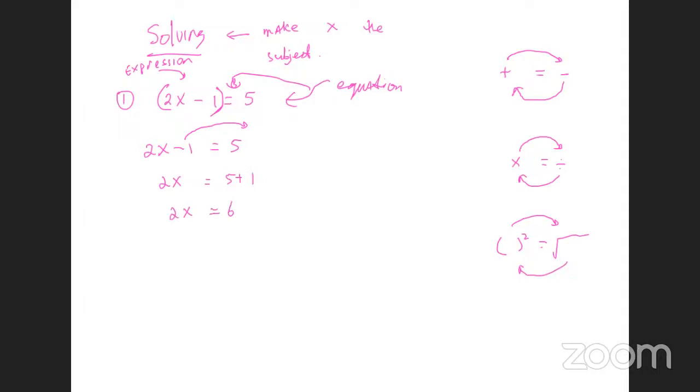Now we have multiplied by 2. So when you move multiplied by 2 across the equal sign, it becomes divided by 2. So your answer is 3. You're okay with that? Copy it down. Let's go again.